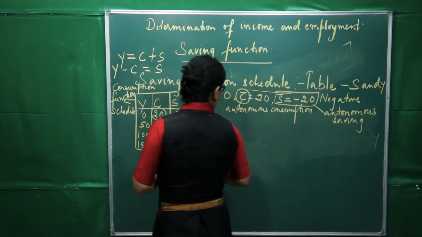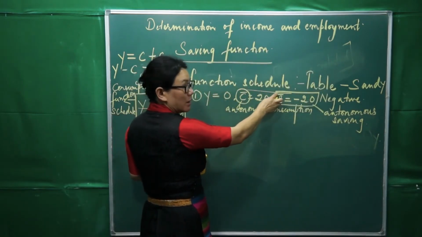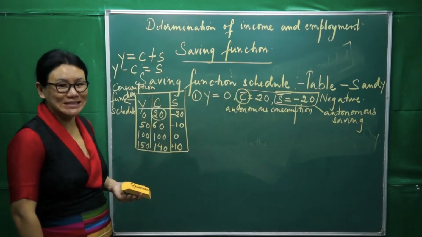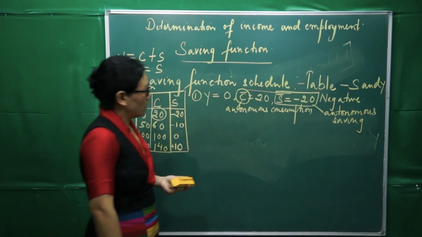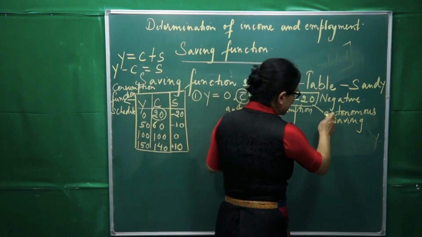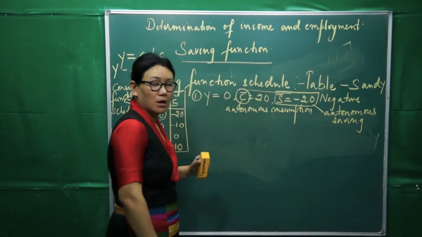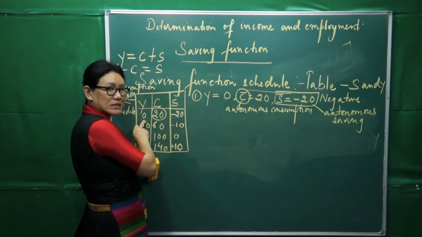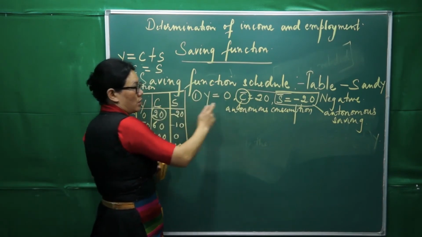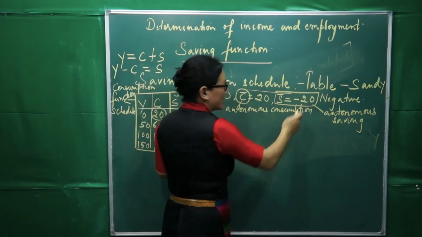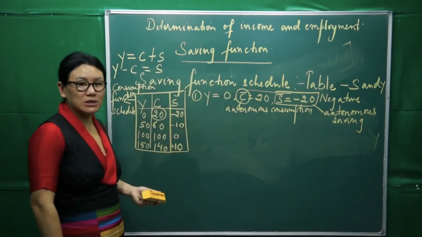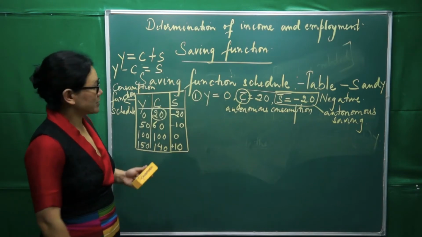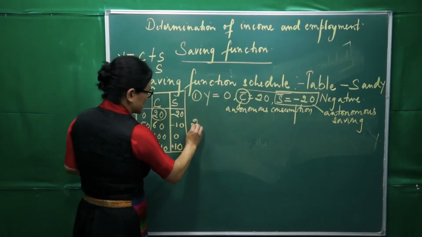Is that clear? Okay. As above, this one is called autonomous saving. What is this autonomous saving now? It means when income is 0, we are getting a negative saving. That is called autonomous saving. All right? Okay.